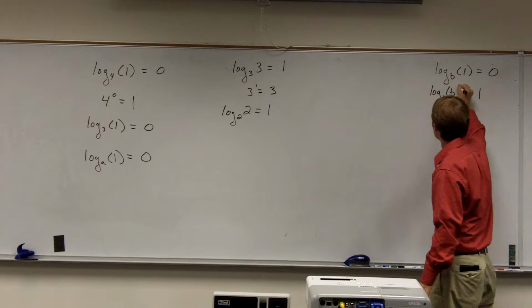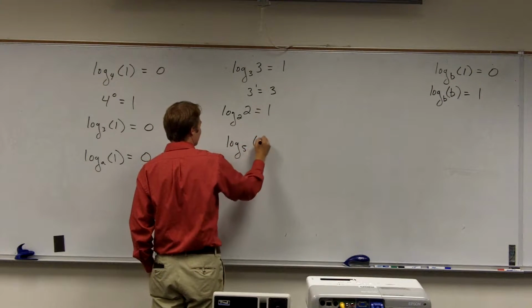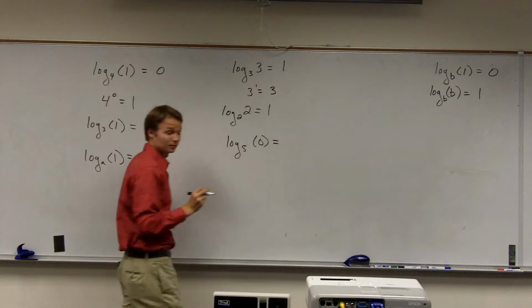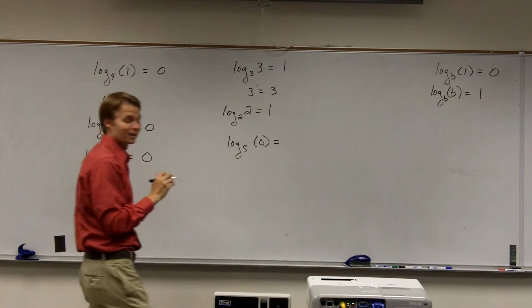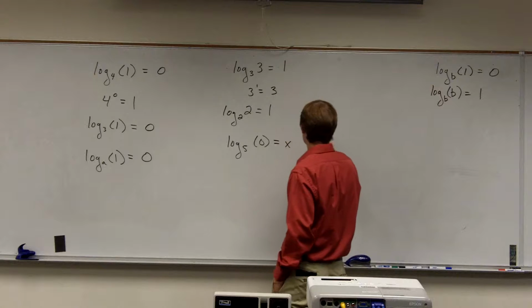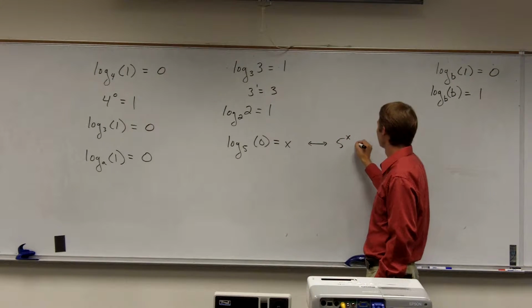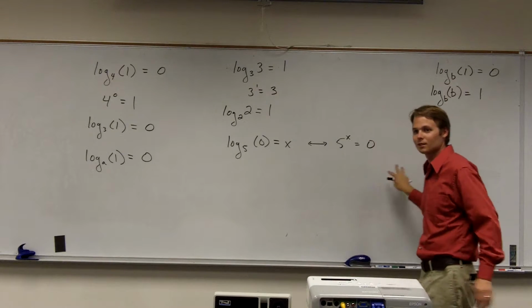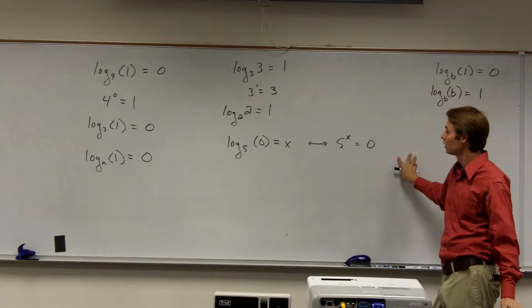Okay. What about log base 5 of 0? So I'm asking, so go ahead. I guess 0? No, it can't be. Well, let's think. If it were 0, this is the same thing as saying we're raising 5 to some power to get 0, right? If you raise 5 to the 0th power, you'll get 1, right? So that doesn't work.